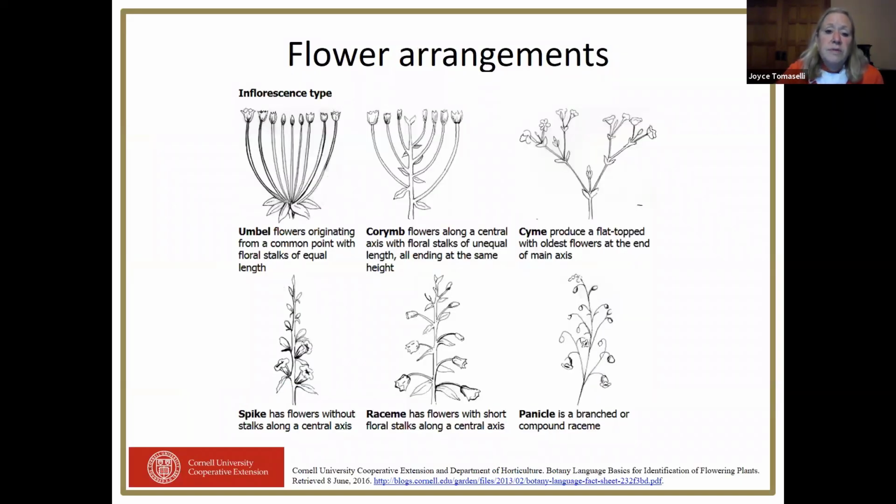The way that the flowers are arranged on the stem is also important. So this would be like Queen Anne's lace. And this might be more like goldenrod. And this might be more like monkshood. So different flower arrangements are also key. This could be, as an example, eupatorium.